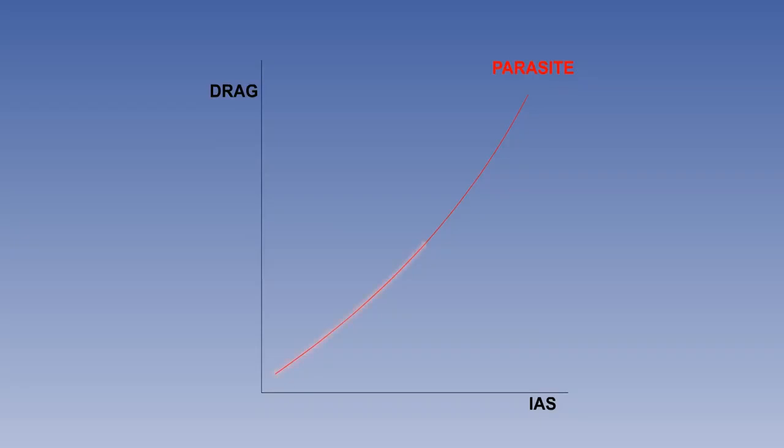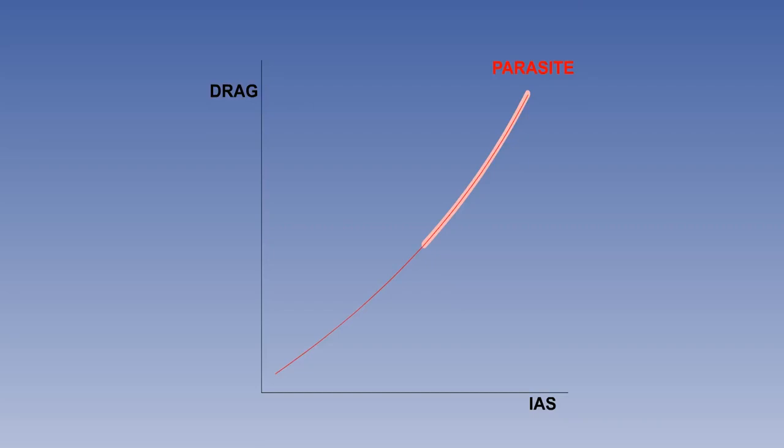This variation of parasite drag shows that it will be of greatest importance at high IASs and of least significance at low speeds. For example, an aircraft at a speed just above the stall could be generating parasite drag which is only 25% of its total drag. At the other end of the scale, literally at its maximum level flight speed, the parasite drag could comprise almost 100% of the total drag.